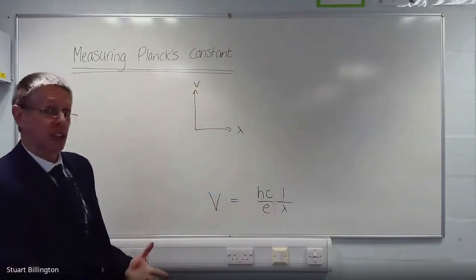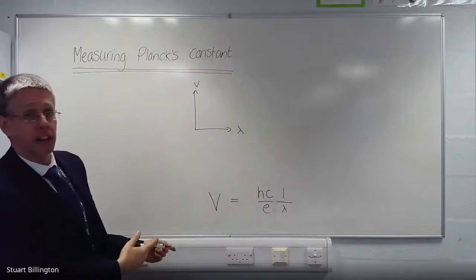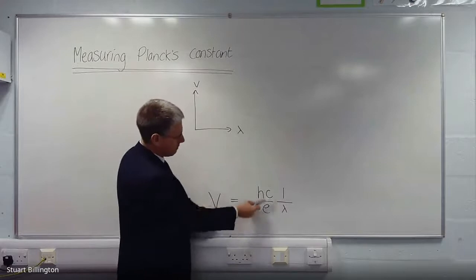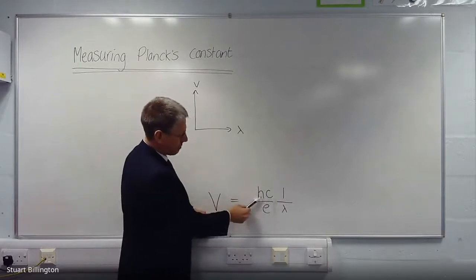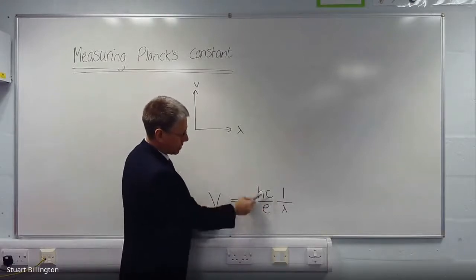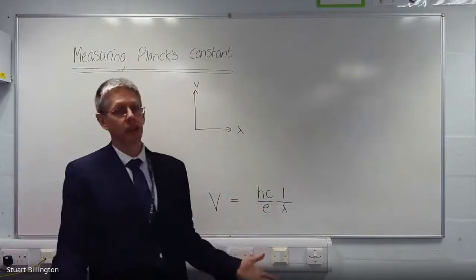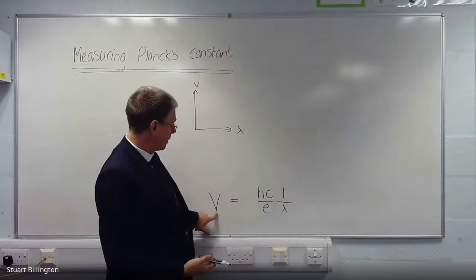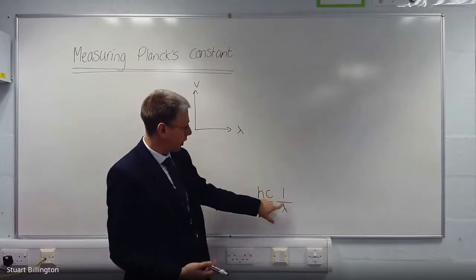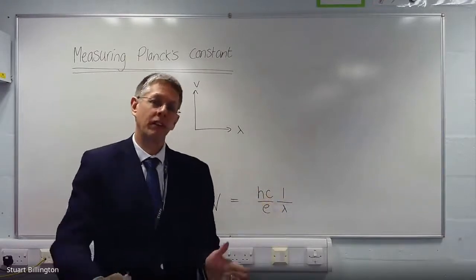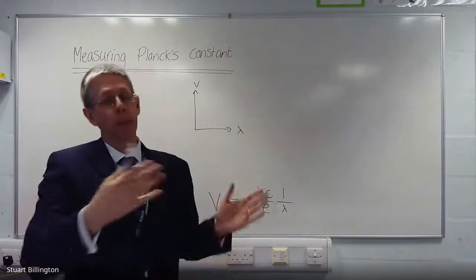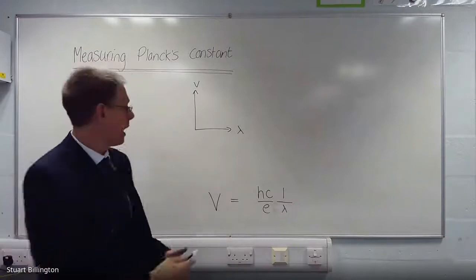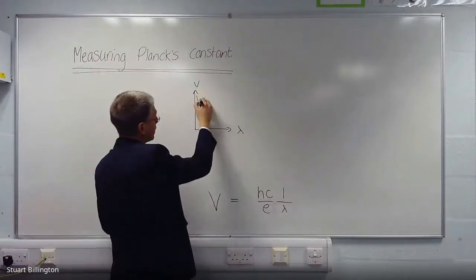But the prediction from our theorizing is that V will be, this is just a load of numbers. That's just a number, that's just a number, that's just a number. When we multiply it together, it's just a number. So let's not worry about that. We've got V will give a graph of 1 over lambda. So when lambda is very, very small, V will be big. And when lambda is very big, V will be small. And in fact, the graph is going to look a bit like that.